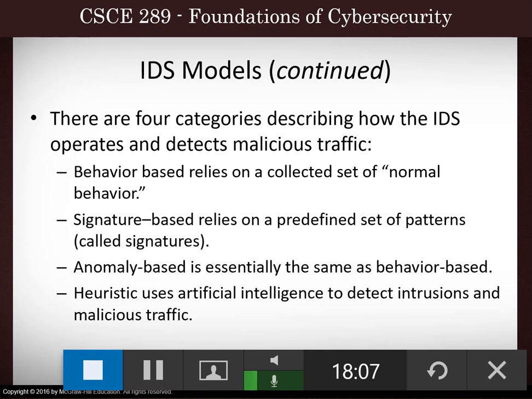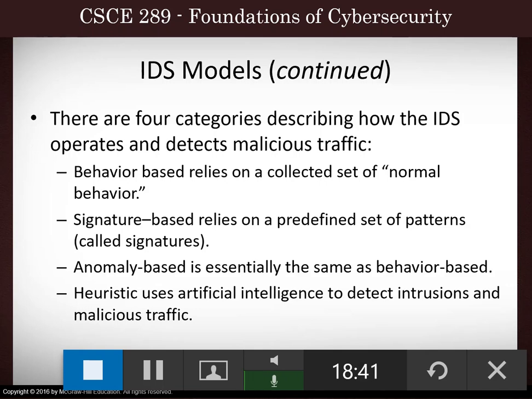So there are four categories describing how the IDS operates and detects malicious traffic. Behavior-based relies on a collected set of normal behavior. Signature-based relies on a predefined set of patterns. Anomaly-based, or heuristics, uses AI to detect intrusions and malicious traffic. Okay? So let's go through. The behavior is based on normal behavior that should happen on the network and is considered normal. The signature is a predefined set of patterns. So the IDS has to know which behavior is considered bad ahead of time.